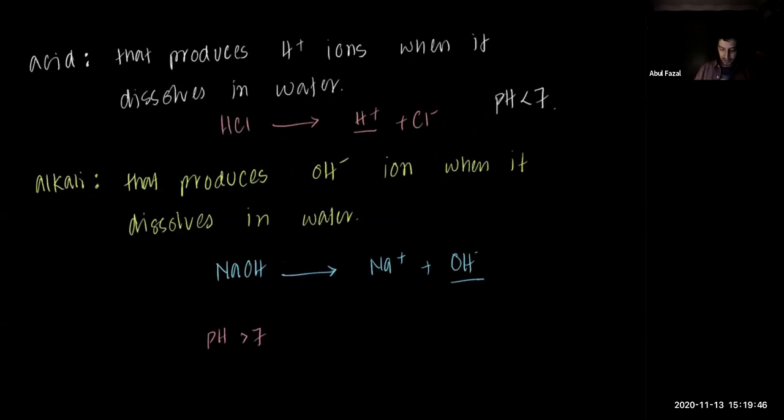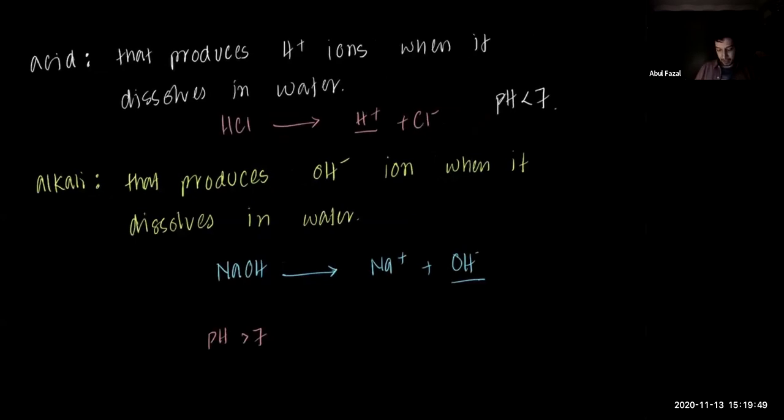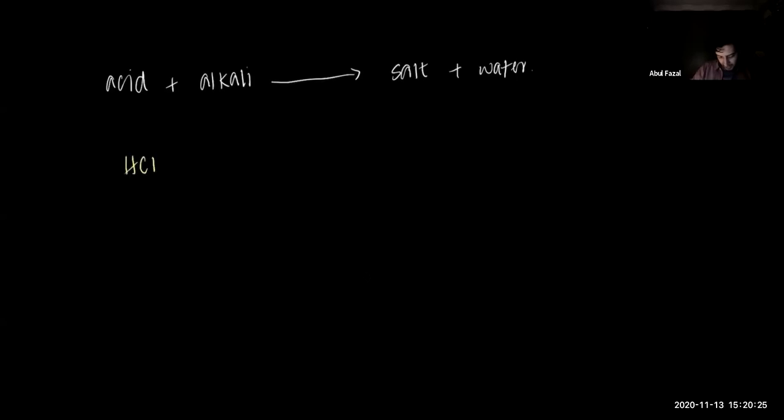Let's see what happens when an acid reacts with a base. All acids will react with alkalis or bases. Alkali and base are interchangeable words for now. Any acid can react with any base or any alkali to form a salt and water. Let's see an example in action. Hydrochloric acid, from the previous page, can react with NaOH to form NaCl, sodium chloride, and water.